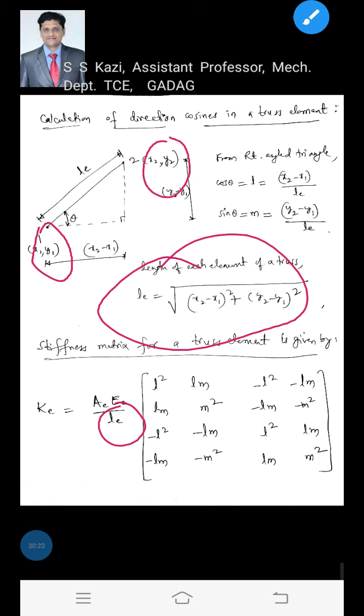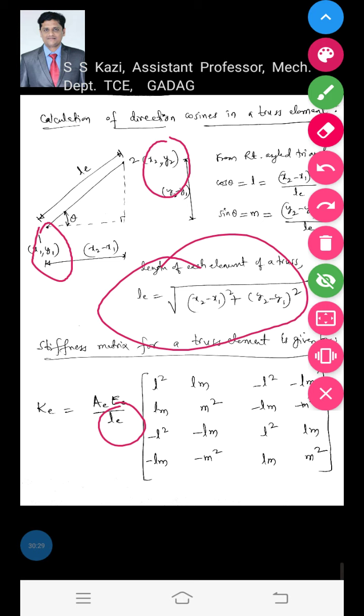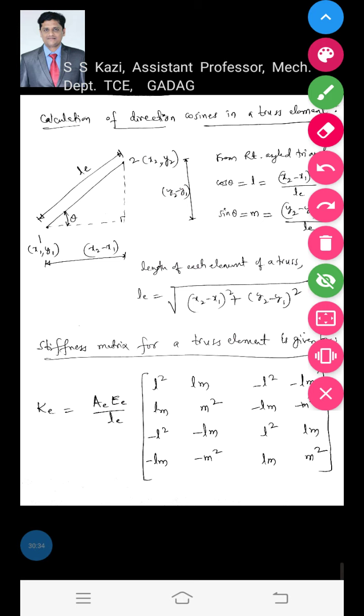In the next video session, for the problem on a 2-bar truss, you will come to know how to solve the problems on a truss by considering the nodal data, coordinate values, and length of the element and direction cosines.